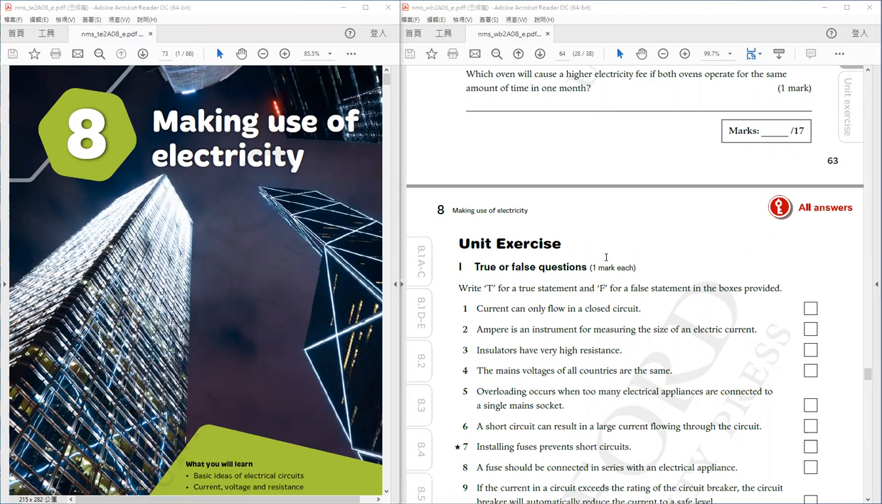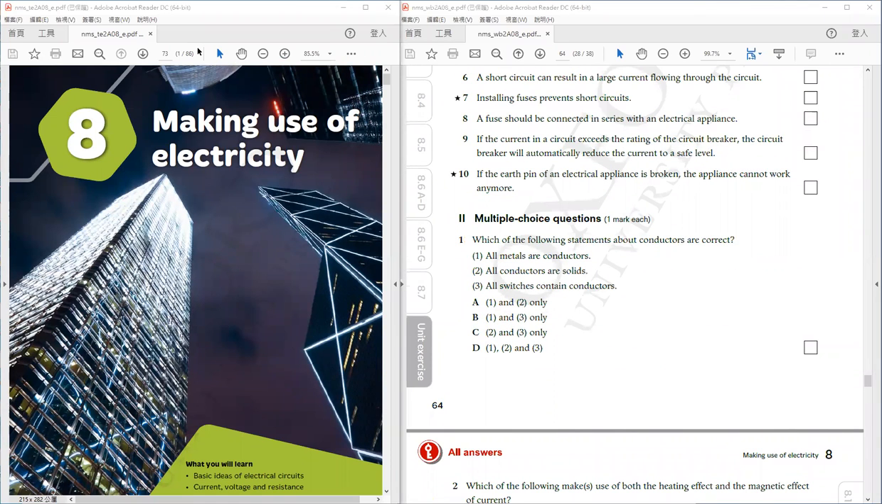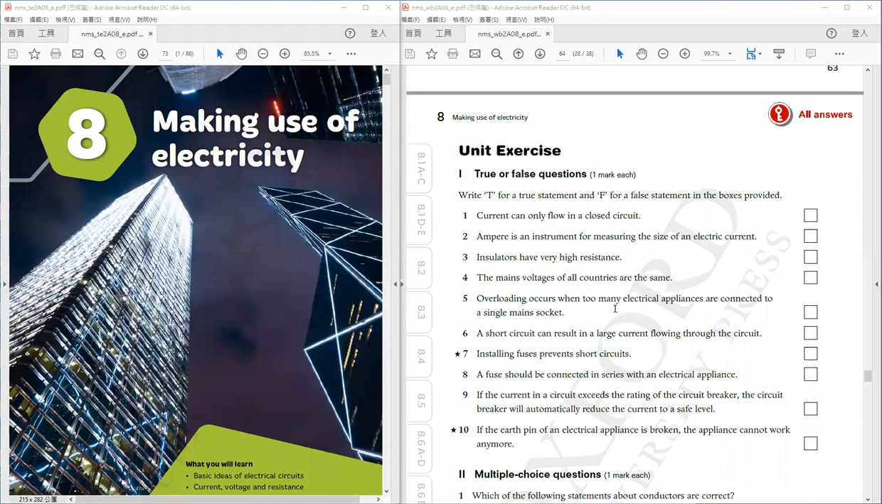Okay, so for 2A students, I would like to explain the answers of chapter 8, the unit exercise on page 64 and onwards. I will explain most of the important concepts in this chapter, and I will help you on how to work on this topic.